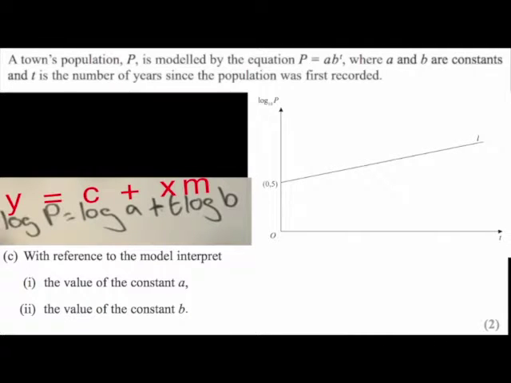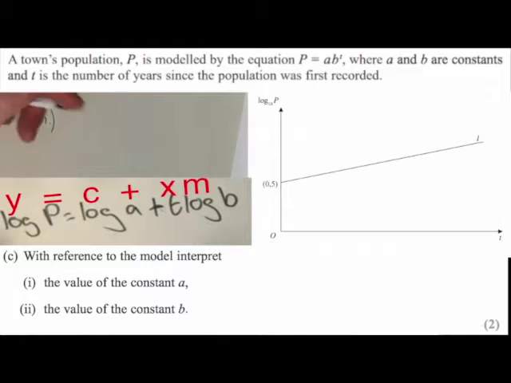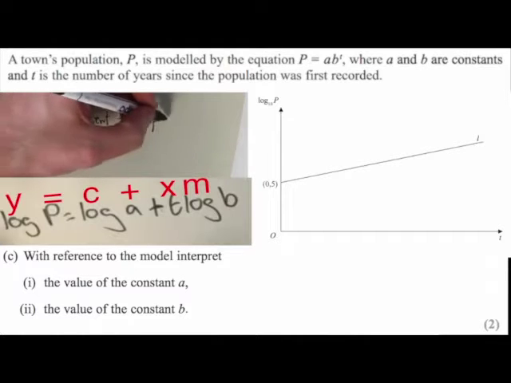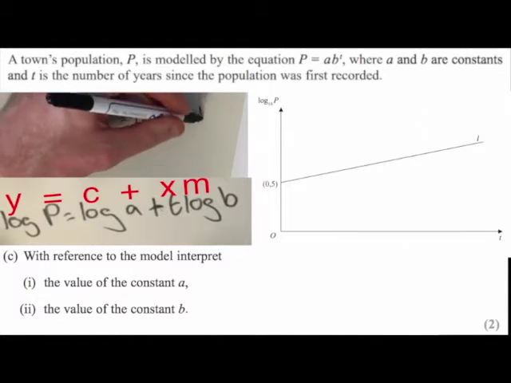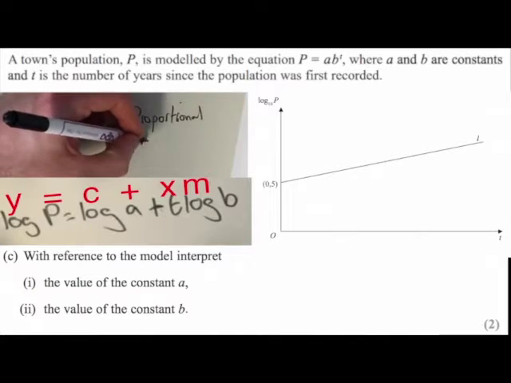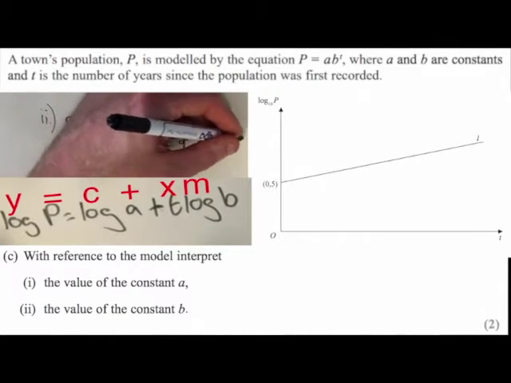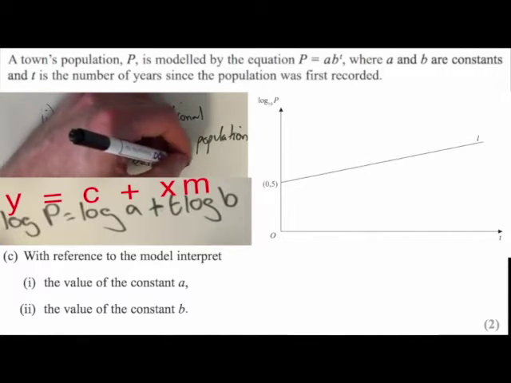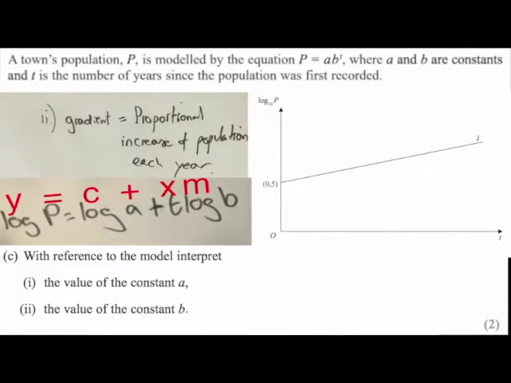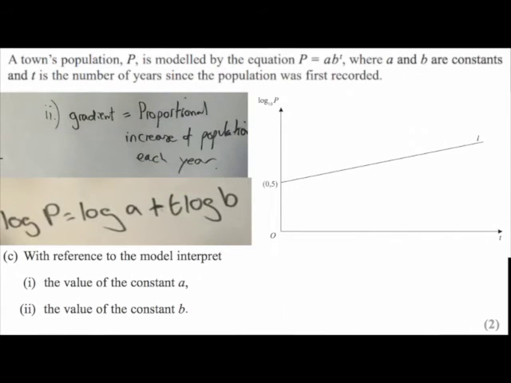Constant b is the gradient, and we know that the gradient here is representing the rate of change of p with respect to time. So our constant b is going to be the change in population over time. So the gradient is the population, or the proportional population over time. And constant A is our initial population.